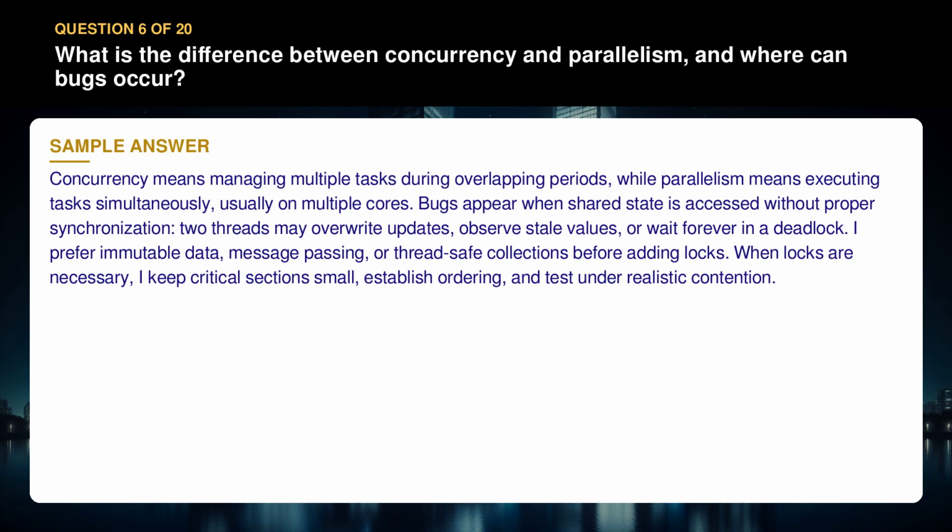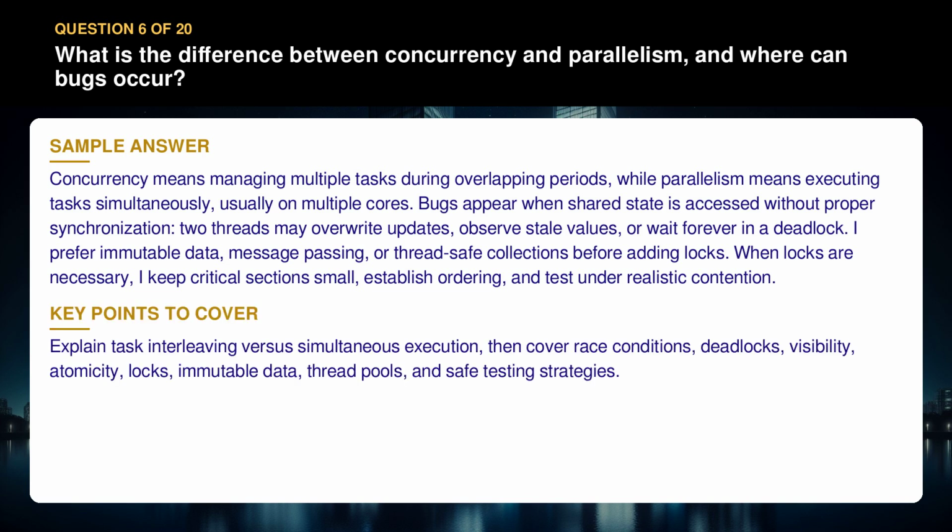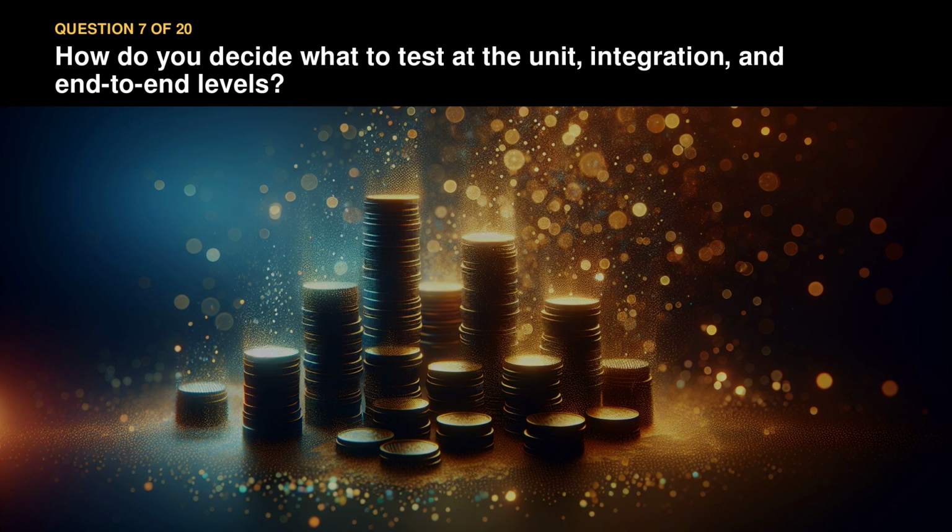I prefer immutable data, message passing, or thread-safe collections before adding locks. When locks are necessary, I keep critical sections small, establish ordering, and test under realistic contention. Explain task interleaving versus simultaneous execution, then cover race conditions, deadlocks, visibility, atomicity, locks, immutable data, thread pools, and safe testing strategies.